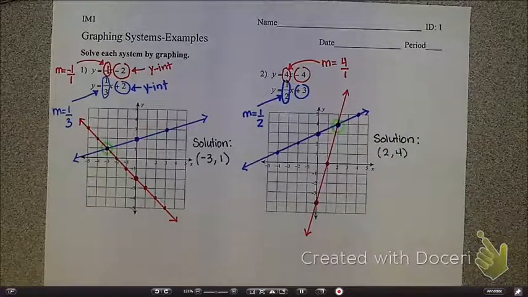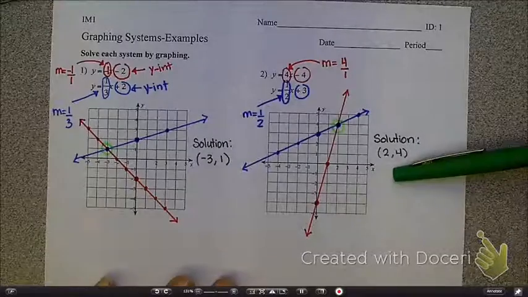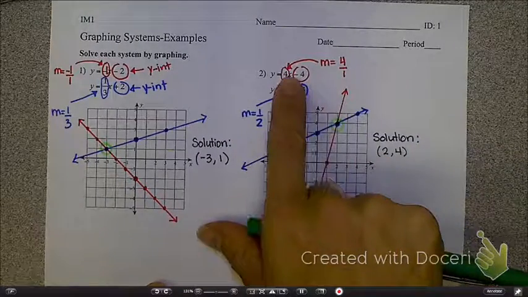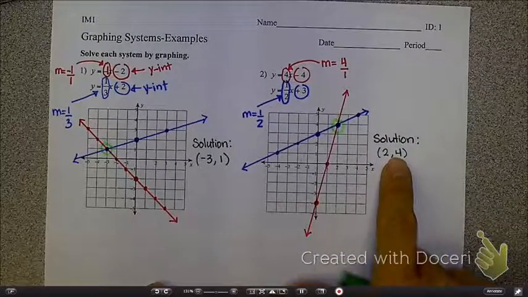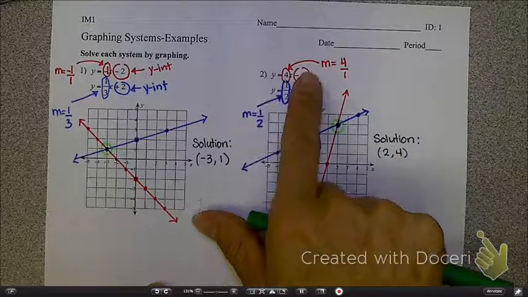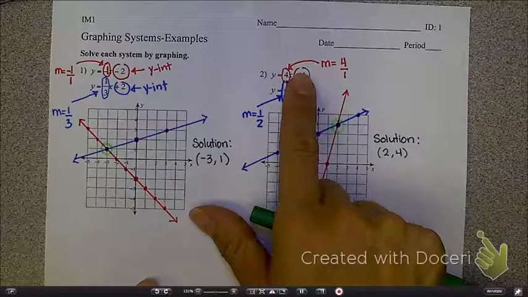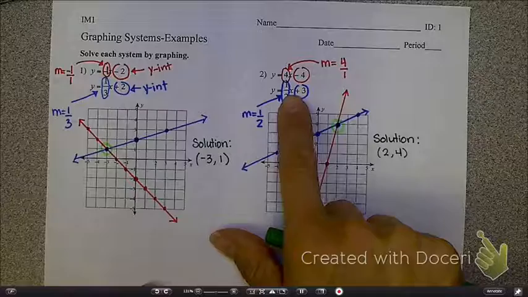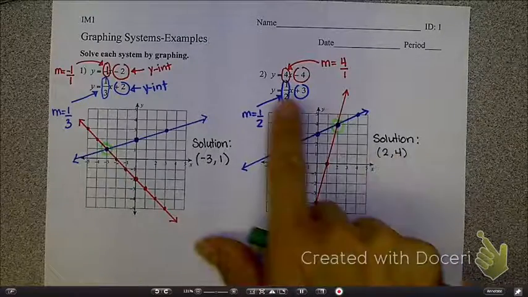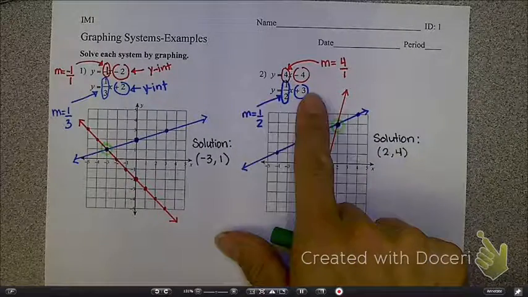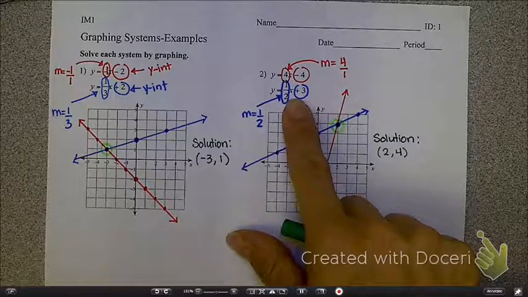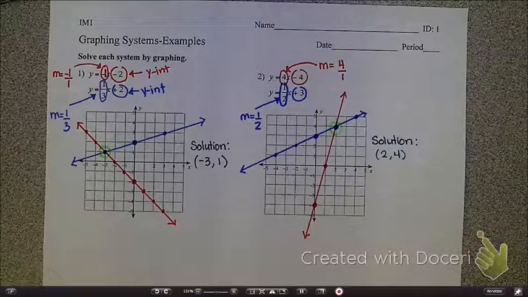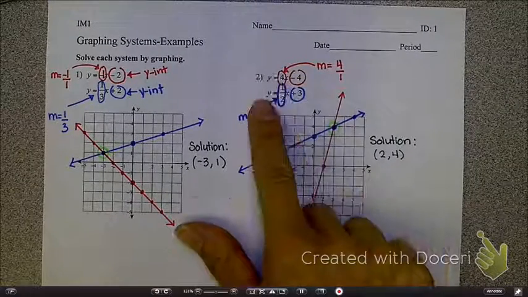is the ordered pair. Now again, what the solution means is if I plug in 2 in the place of x and I plug in 4 in the place of y, these two sides of the first equation will equal each other. If I also plug in 2 in the place of x here and 4 in the place of y here, these two sides will also equal each other. So I'll have two equations that are true, where they're having the same value on each side.